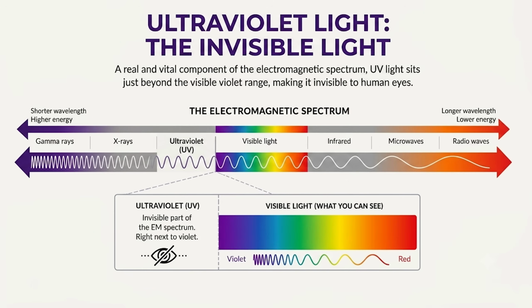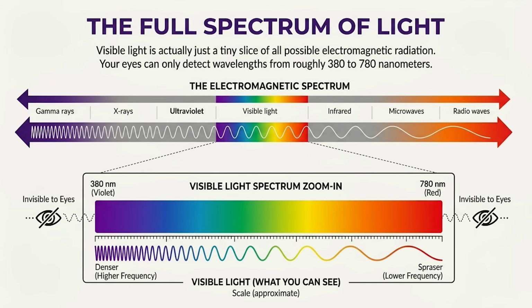Ultraviolet light is completely real. It's part of the electromagnetic spectrum, just beyond the violet end of visible light, which means you can't see it directly. Visible light is actually just a tiny slice of all possible electromagnetic radiation. Your eyes can only detect wavelengths from roughly 380 to 780 nanometers. Yes, that's it. Infrared exists beyond red. Ultraviolet exists beyond violet. Radio waves exist. X-rays exist. Gamma rays exist. They're all electromagnetic waves and light as well.